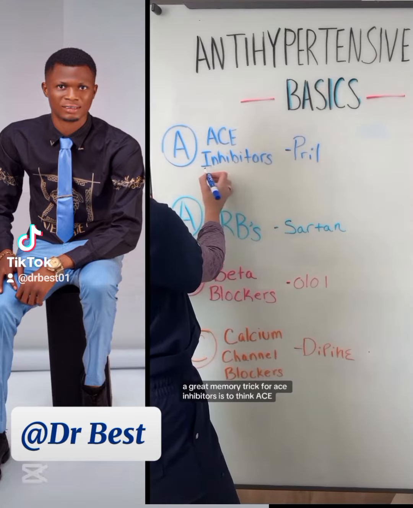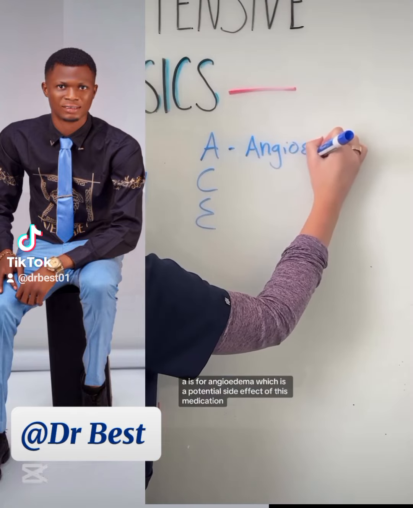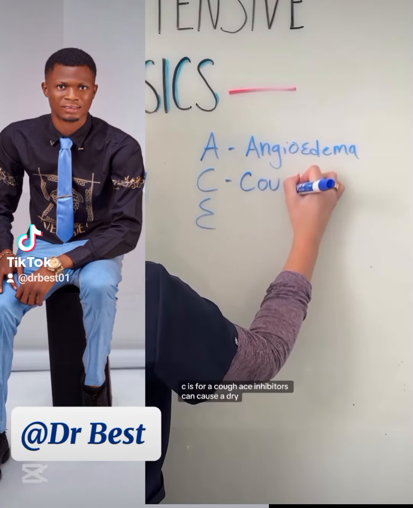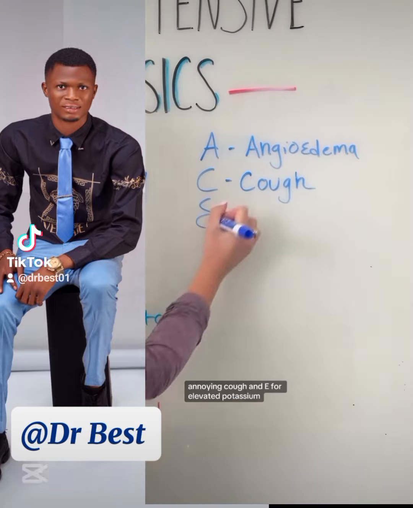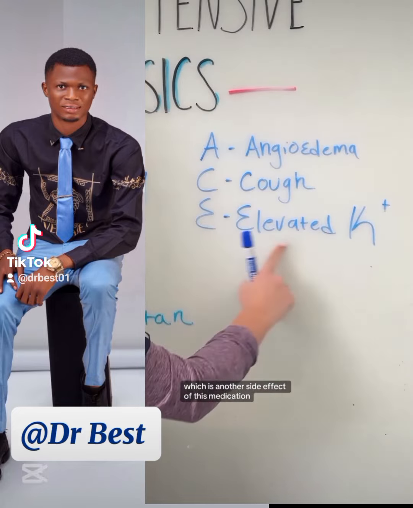A great memory trick for ACE inhibitors is to think ACE. A is for angioedema, which is a potential side effect of this medication. C is for a cough. ACE inhibitors can cause a dry, annoying cough. And E for elevated potassium, which is another side effect of this medication.